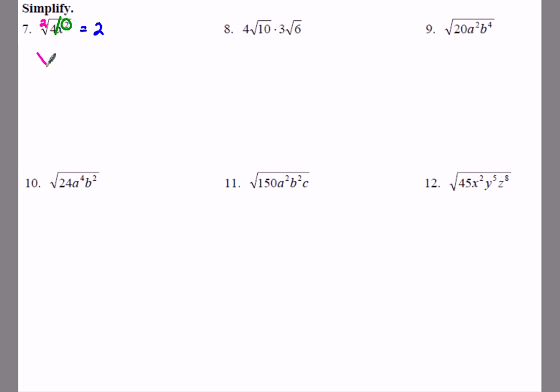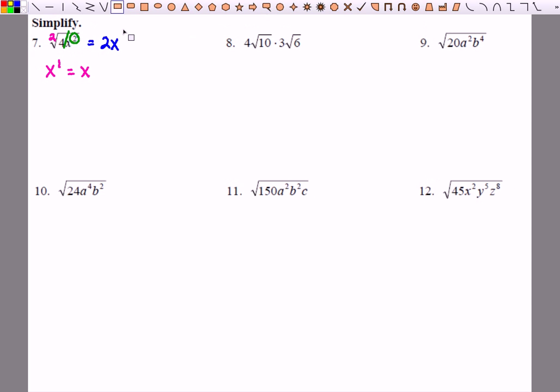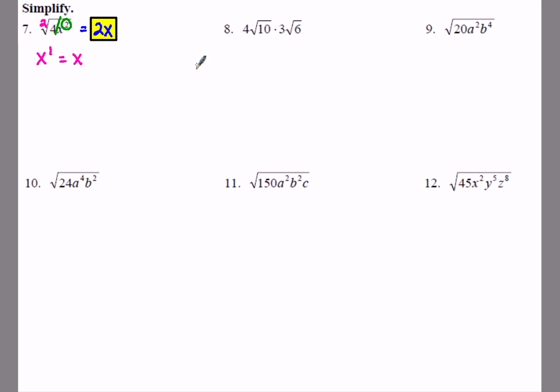It's kind of like whenever you have an x to the first, you don't write the 1, you just say x. So if we want to simplify our square root, we take this 2 divided by 2, that is just a 1. So that means we're going to have a 2x as our answer. Variables are a little bit nicer than the numbers because you don't have to do any of the really difficult factor trees. So let's go, actually we're going to skip 8, let's do 9.